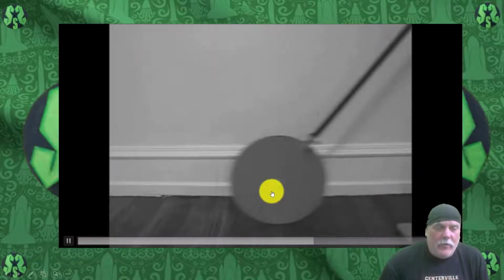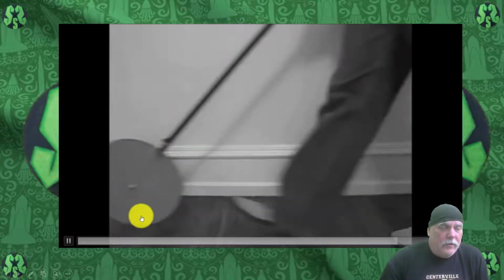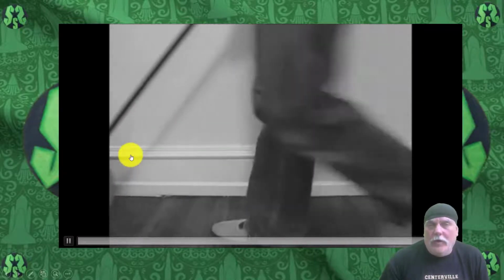Here on the trundle wheel, you can see the line right here. If that line goes all the way around, you know that you've traveled 1 yard.